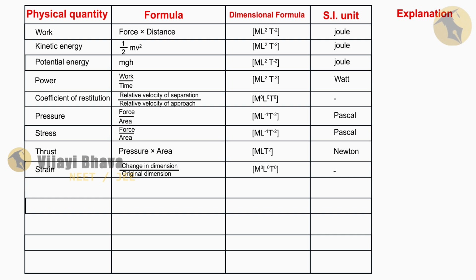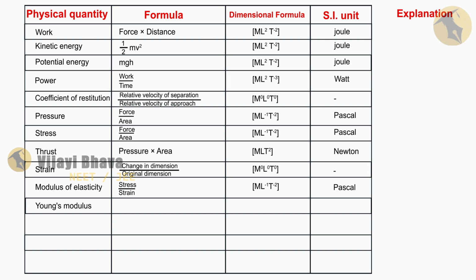The next physical quantity is modulus of elasticity. The formula of modulus of elasticity is stress by strain. We know strain does not have any dimensional formula. So modulus of elasticity will have the same dimensional formula as stress. So it will be M1 L minus 1 T minus 2.